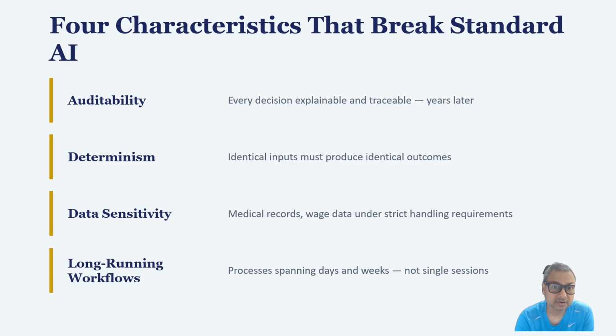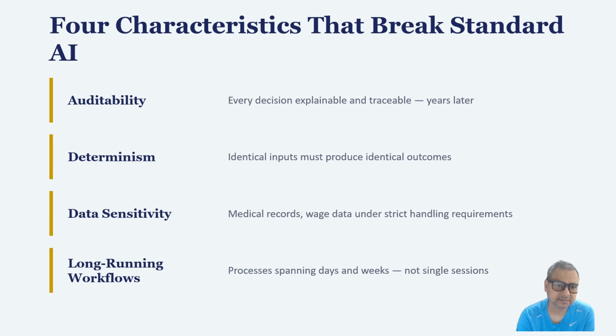Second, determinism: two workers with identical injuries and wages filing in the same state must receive identical benefit amounts. AI models are inherently probabilistic. The same input can yield different output across runs. That variability may be acceptable for a chatbot, but it's unacceptable for a benefit calculation governed by statute.